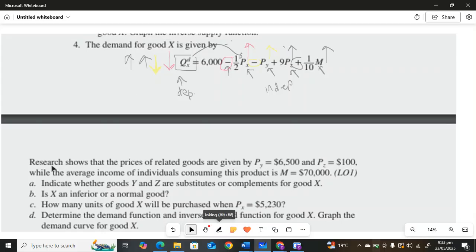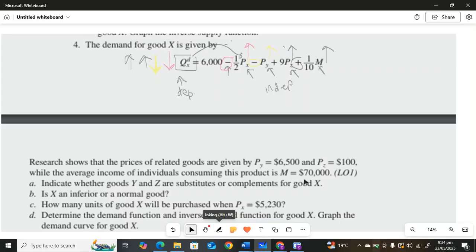So, the question reads: research shows that prices of related goods are given by PY $6,500, PZ $100, while the average income of individuals consuming this product is M equals $70,000. A. Indicate whether goods Y and Z are substitutes or complements for good X.